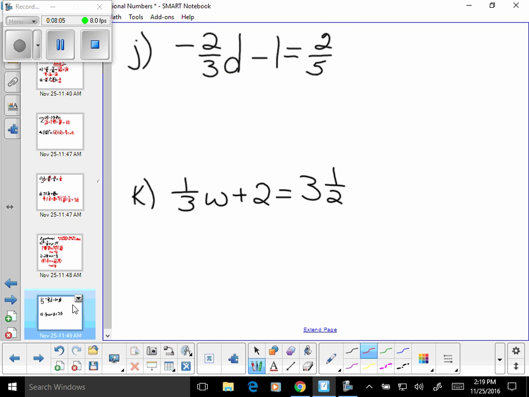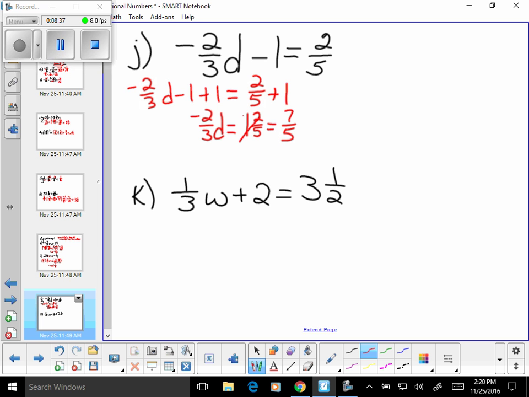This one is a two-step equation. If you remember, we first have to deal with the addition and the subtraction. So negative 2/3 d minus 1 plus 1 is going to be 2/5 plus 1. When I simplify, on the left side I will have negative 2/3 d. 2/5 plus 1 is 1 and 2/5. But you need to change that to the improper fraction of 7 over 5. And then what I do is I usually X it off so I don't get confused. If you don't need to do that, fine.